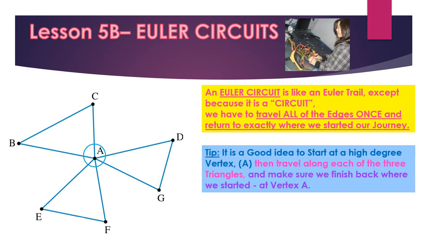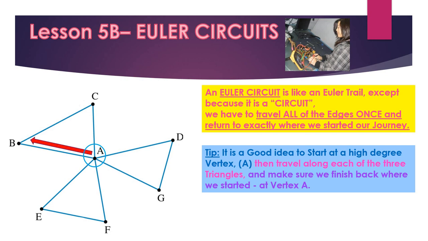So let's start at A in the middle. So it's a good idea to start at a high degree vertex. A is the biggest one here. It's got 1, 2, 3, 4, 5, 6 lines coming out of it. So A is the one to start at, just like we did with trails. Start at the high degree vertex. It's got lots of sticks connected to it. And travel along each of these triangles. So you can see basically there's a triangle over here, a triangle over here, and a triangle over here. So if we just do the triangles one at a time, coming back to the middle point A all the time to start the next one, well, then we should be right.